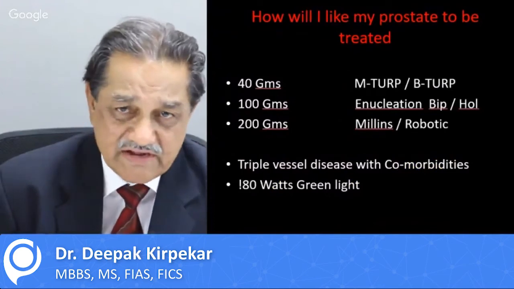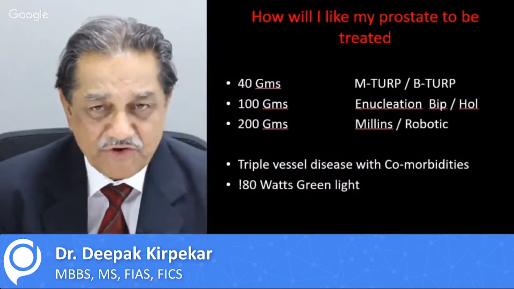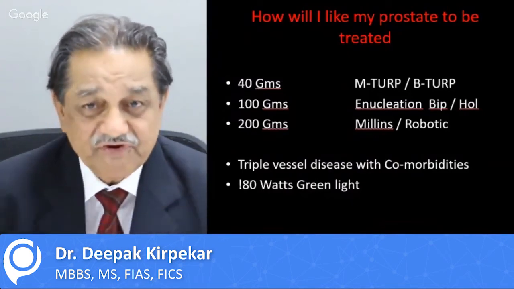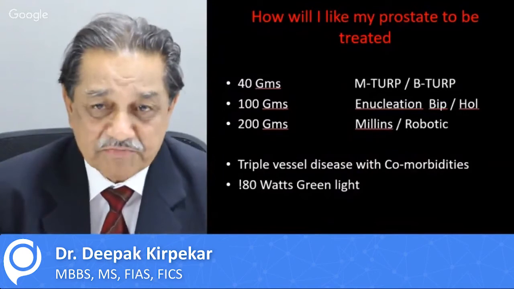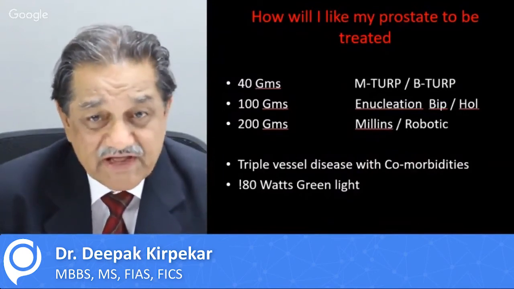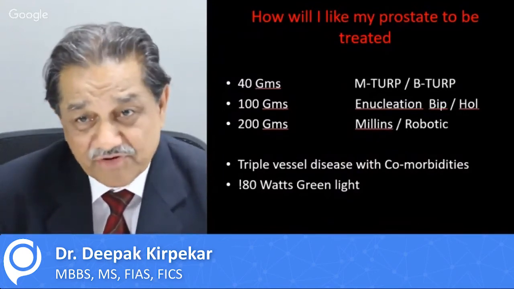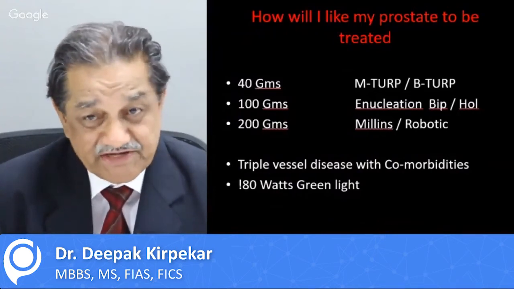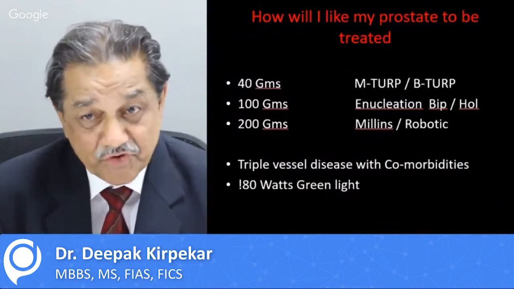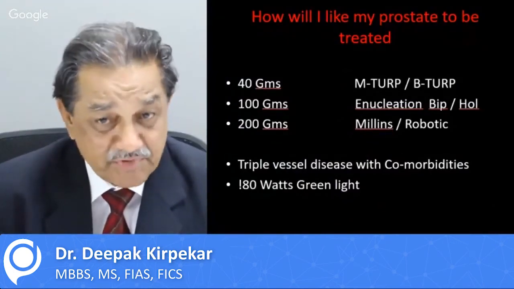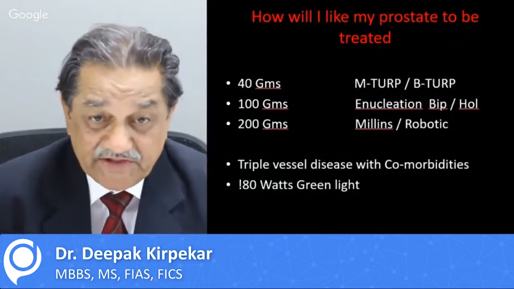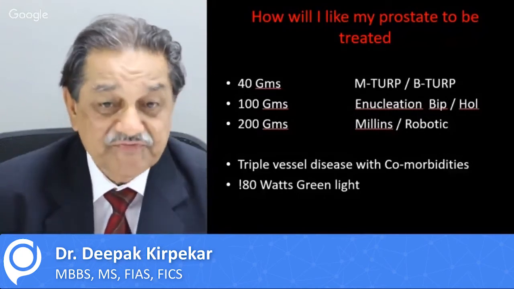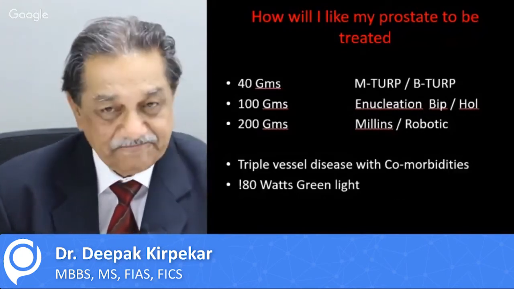Finally, I would like to end by asking myself a question: what would I do with my prostate? If my prostate is 40 grams, I would prefer an MTURP or a BTURP. If it is 100 grams, I would like an enucleation, either bipolar or holmium. If it is 200 grams, I would like a Millin's prostatectomy, unless I have access to a robotic transvesical prostatectomy. Unfortunately, if I have triple vessel disease with multiple comorbidities, I would prefer a 180 watt green light.